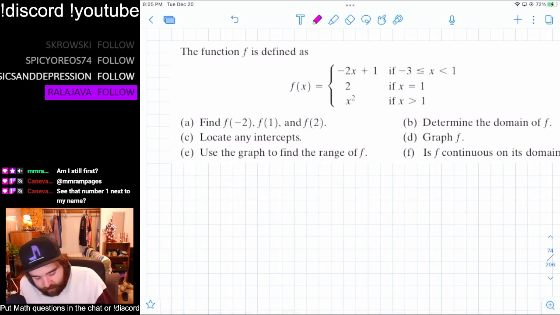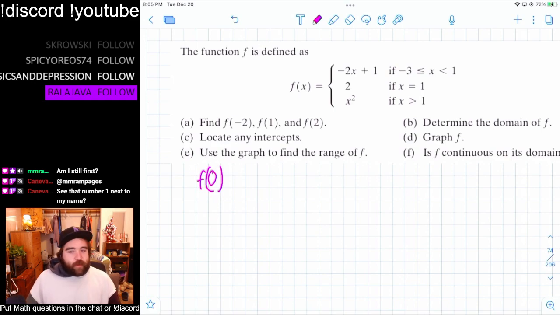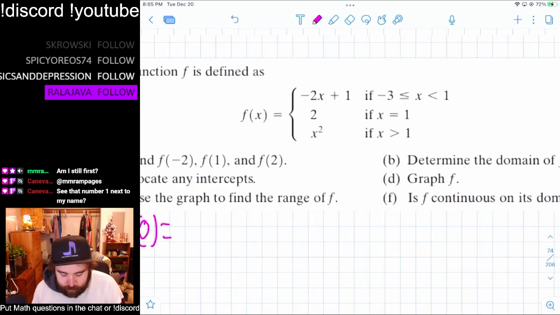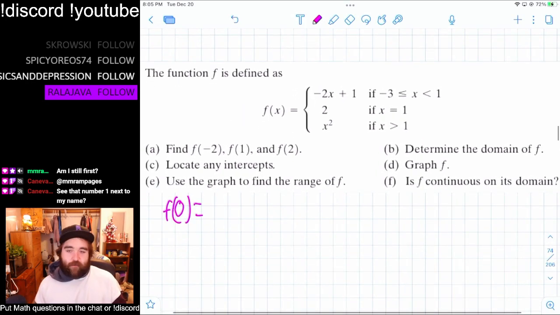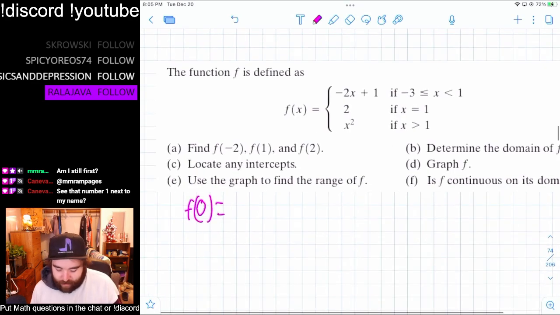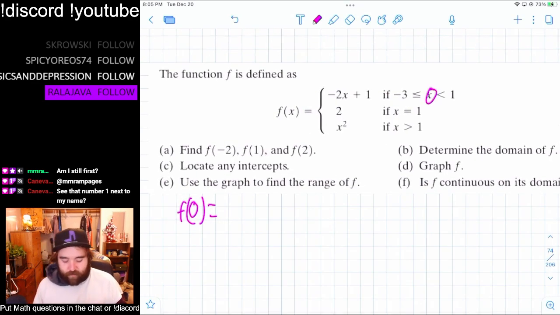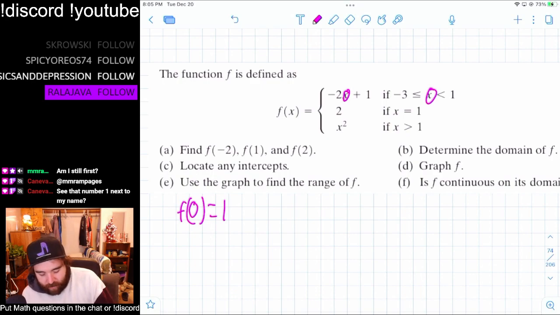So locate the intercepts. To find the y-intercept, we just have to find f of 0, because the y-intercept is when x equals 0. And so we'll do it the same way we did before. We'll say if x equals 0, which piece of this piecewise function are we looking at? Well, when x is 0, this is the one that applies, because x is between -3 and 1. So you plug in 0 to the top one, -2 times 0 plus 1. So f of 0 is just 1. So that's the y-intercept. We have a y-intercept at x equals 0, y equals 1.